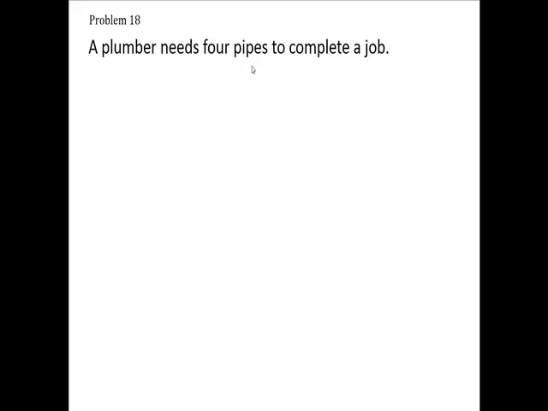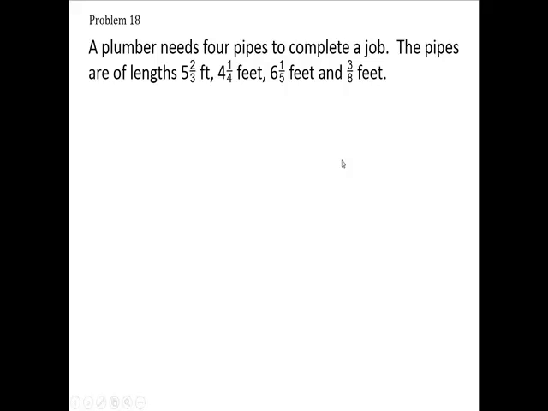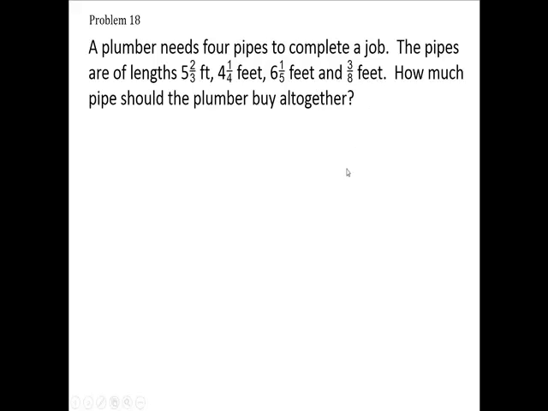A plumber needs 4 pipes to complete a job. The pipes are of lengths 5 2/3 feet, 4 1/4 feet, 6 1/5 feet, and 3/8 feet. How much pipe should the plumber buy altogether? Altogether is a key word which says to find the total of these 4: 5 2/3, 4 1/4, 6 1/5, and 3/8. Altogether means we're going to add these.